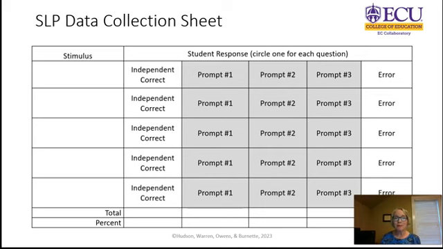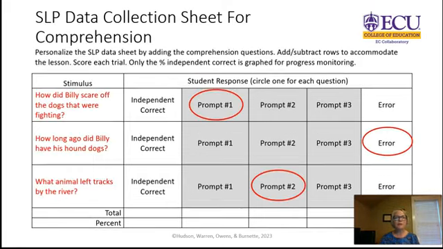It's incredibly important to collect data on our instruction. Here is an example of a system of least prompts data collection sheet. Let's look at what it looks like with some data on it. When using SLP to teach text comprehension, you can personalize this data sheet by adding your comprehension questions. You can add or subtract rows as needed. Notice that there are 3 questions in this lesson.